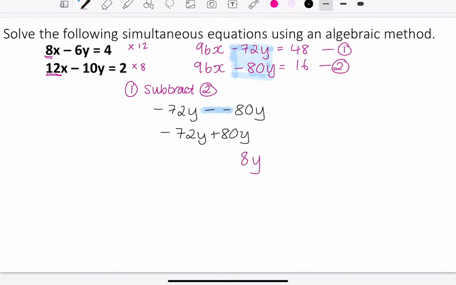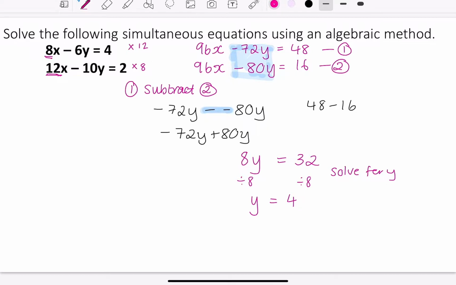Remember, we've still got to do the same to the other side. So on the other side, we're going to do 48, take away 16. That is then going to give us 8y is equal to 32. Then we're just going to solve for y. So all we're going to do is divide both sides by 8. That's going to give us 1y on the left-hand side, and 32 divided by 8 is going to give us an answer of 4. So we now have a value for y.